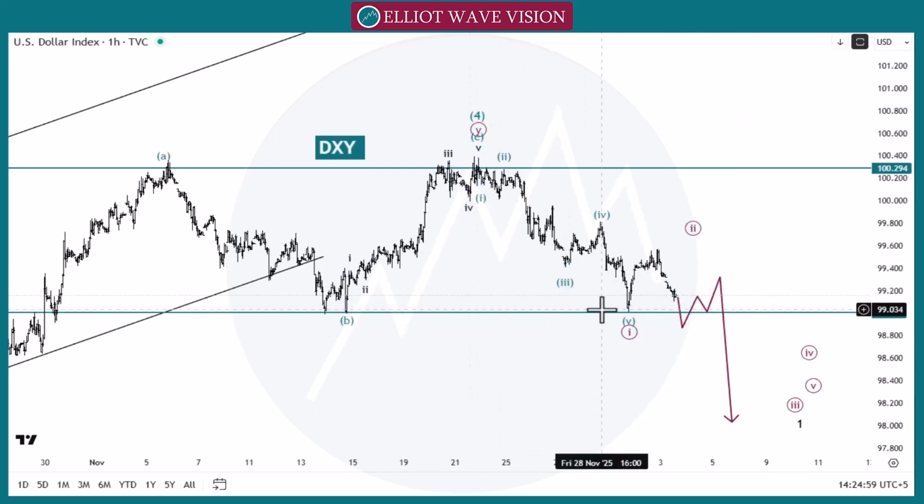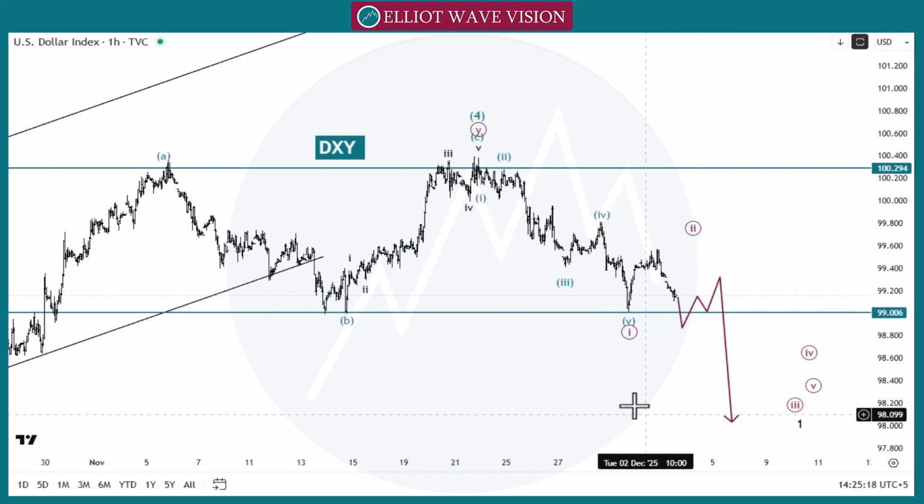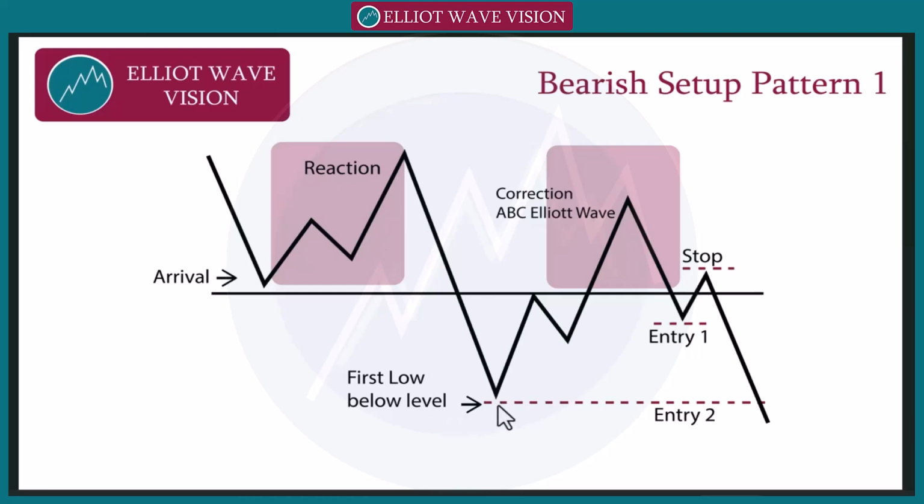We can count it as wave 1, wave 2, wave 1, 2, or this structure we can count as a wave 1. So this is the way to go towards the bearish side. We just need to wait for this pattern: arrival, reaction, first low below level. The market has already arrived at this point. So let's check the bullish bearish pattern. The market gives us the arrival, then the market reacts with A, B and C with a zigzag pattern, with a flat pattern. Then again the market gives us the first low below level.